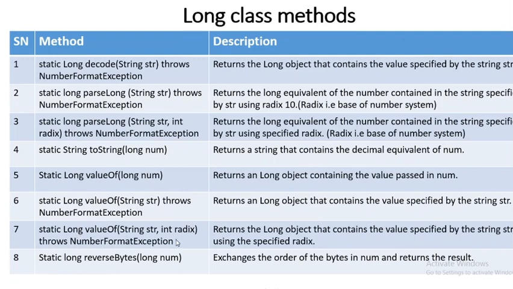Next, return type is long primitive data type, reverseBytes, name of the method, argument is of long type. In this long number, the bytes will be exchanged from lower to higher order, and whatever new number is formed will be returned. So it exchanges the order of the bytes in num and returns the result.